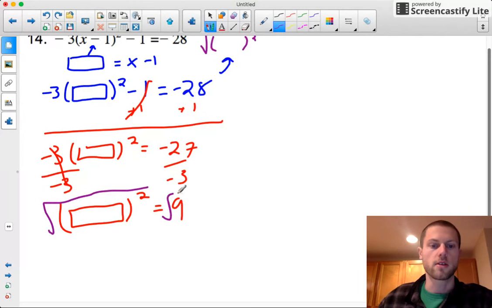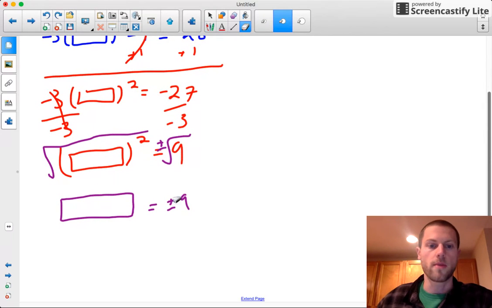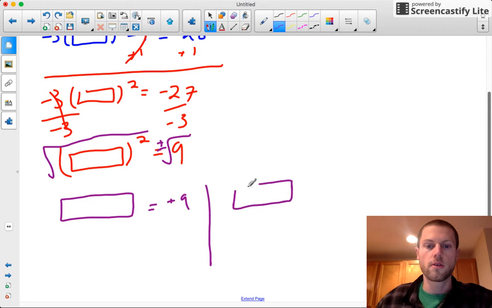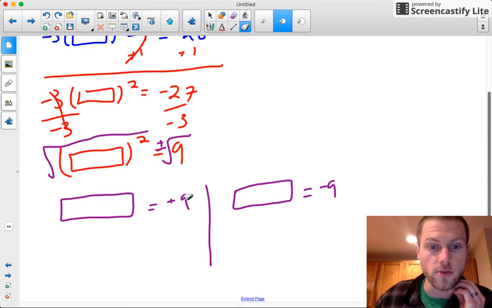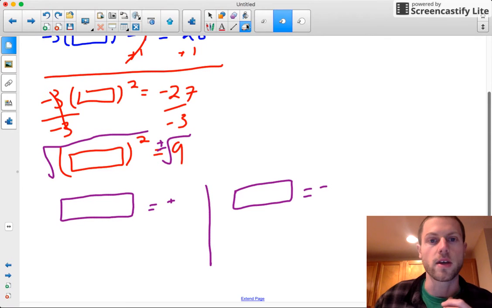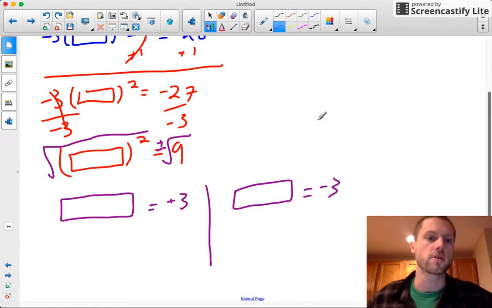So let's take the square root of both sides, and I want the positive and negative root of 9. So that means that my box is going to equal plus or minus 9. These are two scenarios: one where my box could equal positive, and one where my box could equal negative. Both possibilities are true. And actually, I have a little error here. Maybe you caught it as I was doing this, but I don't want positive and negative 9. I want positive and negative 3. So let's fix that before I make any more mistakes.